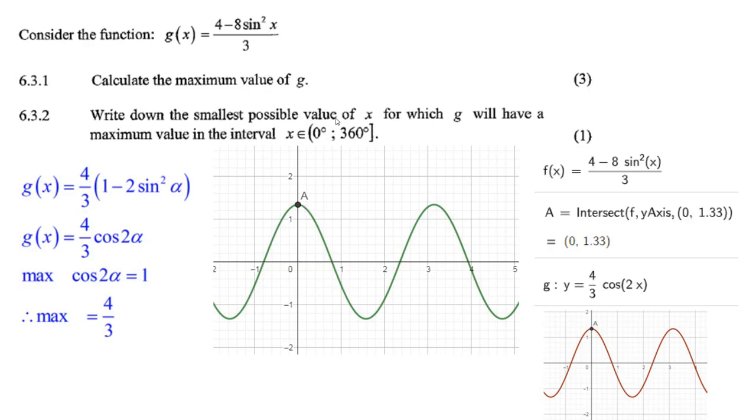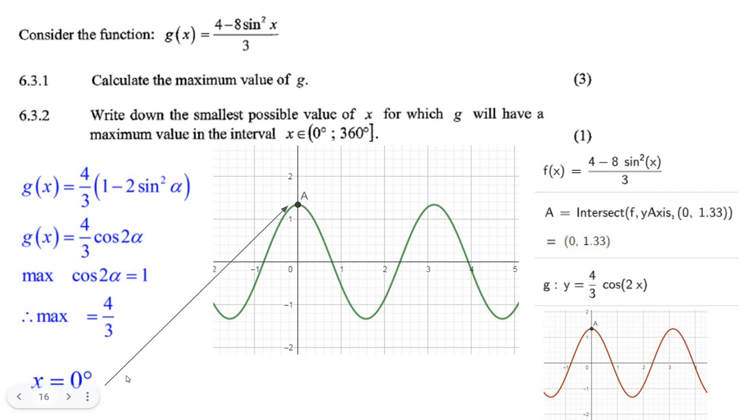Write down the smallest possible value of x for which g will have a maximum value, the smallest possible value that could happen. Well, let's see right here. We know it. Let's just see.